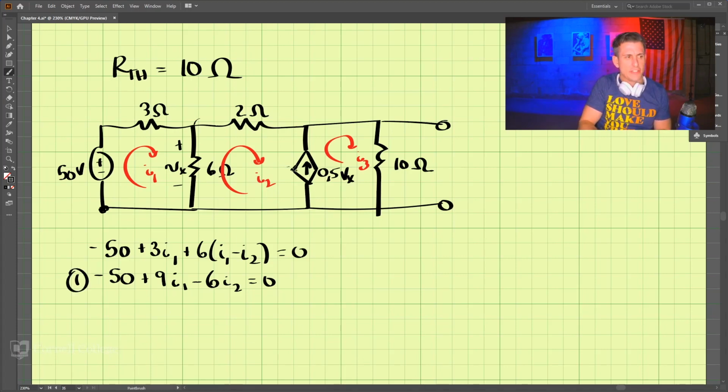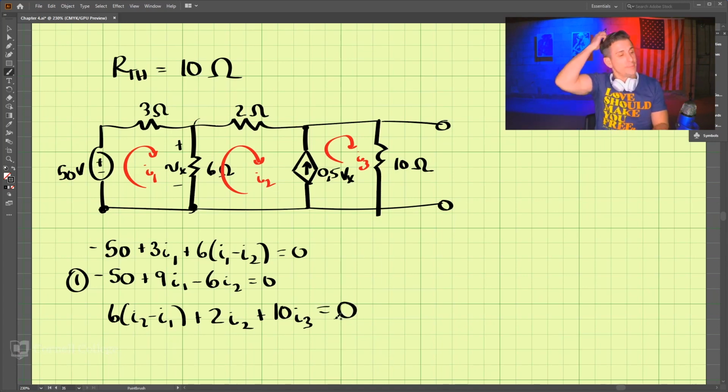Now, since we have this dependent source here, let's go around the outside. So we'll start here, and then we move up this way, and that is 6 times I2 minus I1. And then here we have our plus 2I2. And then we're going to move over here and then down, and that is plus 10I3 equal to 0.